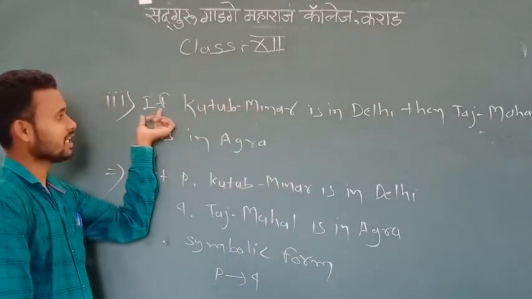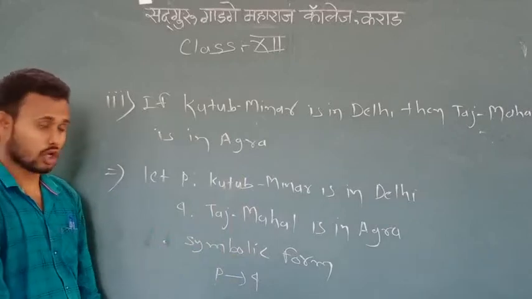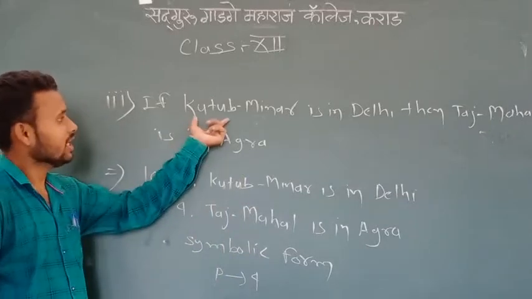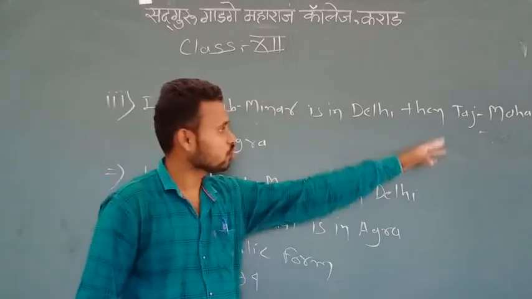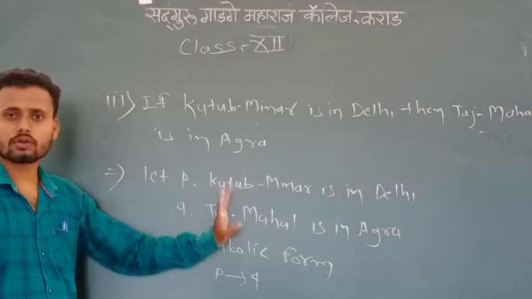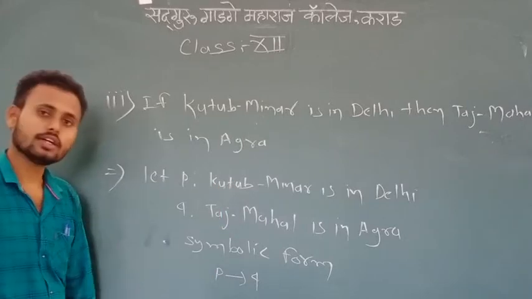Here we observe that 'if then' is the required logical operator. Therefore first we consider two statements. Let P denote 'Qutub Minar is in Delhi' and let Q denote 'Taj Mahal is in Agra'. Therefore the symbolic form is P implies Q, which is the required symbolic form.